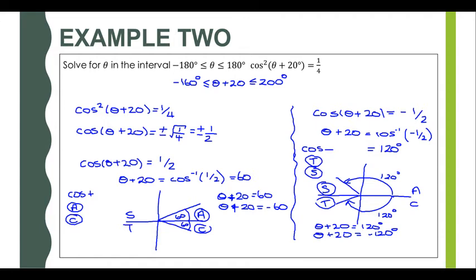However, I'm asked to solve, so that means I need to find theta. So now I've got all four answers in my range. I need to subtract 20 from each one of them, which leaves me with the solutions for theta of 100, minus 140, 40, and minus 80 degrees. And just to double check, make sure all of those are in your original range, which they are.